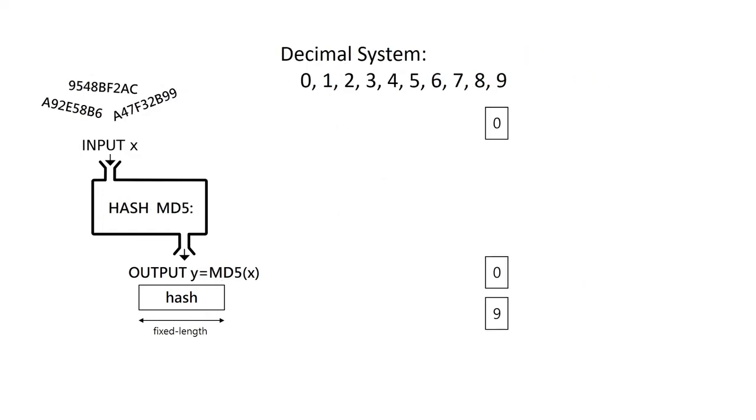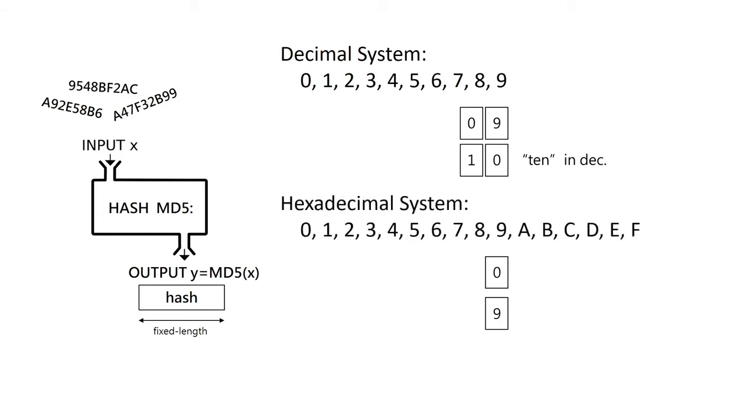Let's take a look at a real-world hash function, MD5. In the decimal system, you can only put 0 to 9 in a digit. If you want to represent 10, you need one more digit: add 1 to the additional digit and put 0 in the original digit to make it 10.